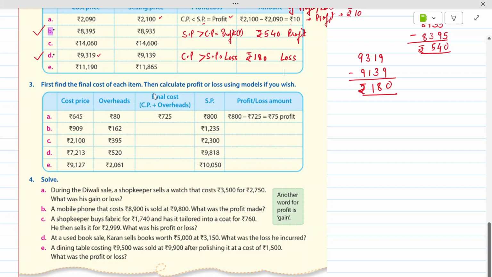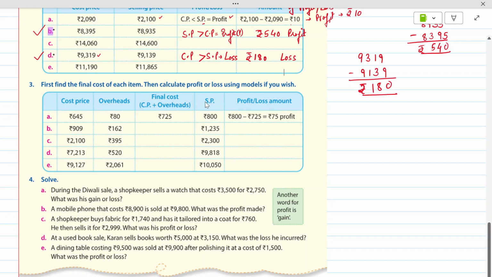First find the final cost of each item and then calculate the profit or loss using the models if you wish. So what is provided here is the list of cost price and overhead. Overhead means, we read about overhead, it is the additional charges which we always add to the cost price, right? And then we have to find the total cost. So the total cost will be cost price plus overhead that a person is spending in creating a thing or in purchasing a thing.